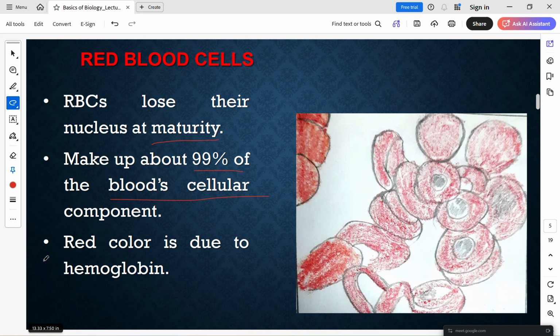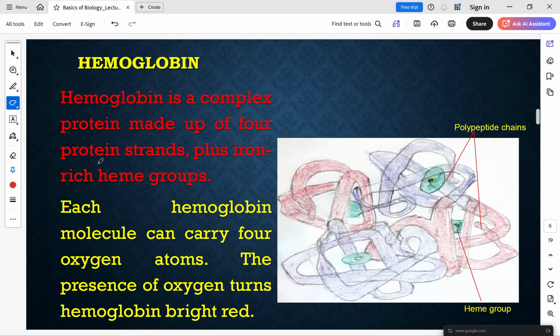RBCs in general have a red color due to the presence of hemoglobin. The hemoglobin is a complex protein made up of 4 protein strands and a heme group, which is attached to an iron. So there are 4 polypeptide chains folded, and each of these has a heme group inside it. The heme group can bind to iron Fe3+ ions.